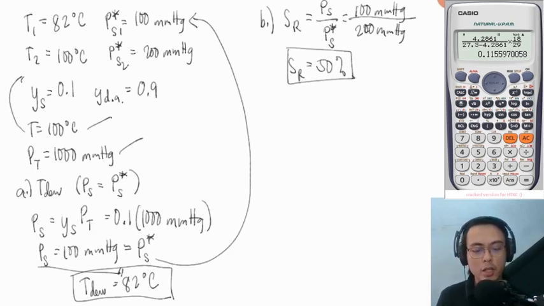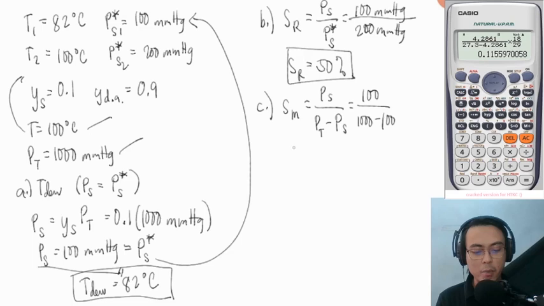Next, molal saturation. Okay, so molal saturation is the equivalent of molal humidity. So that is moles of your condensable component, or the moles of the vapor, over the moles of the vapor-free gas. So we want the partial pressure of styrene over total pressure minus partial pressure of styrene. So the partial pressure of styrene, again, is 100. Total pressure, 1000 minus 100. We get a molal saturation of 100 over 900.